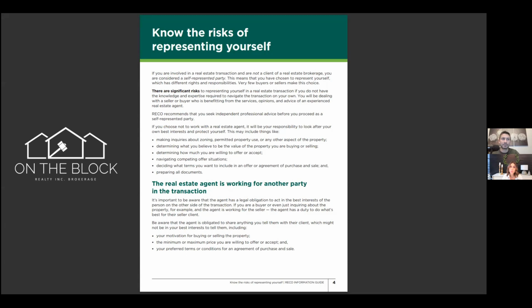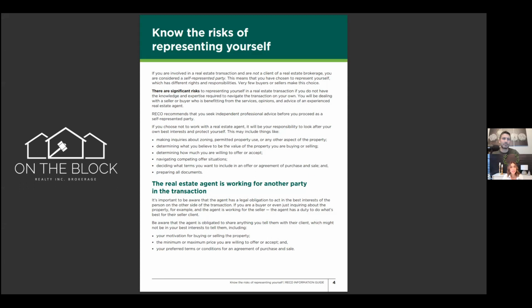A real estate agent is working for their client and representing their best interests. So no matter your interaction, if you're representing yourself and dealing with an agent of another party, their duty is to their own client. This means anything you say can be shared with their client, and anything they do for you can only be assistance that would be to the benefit of their own client.